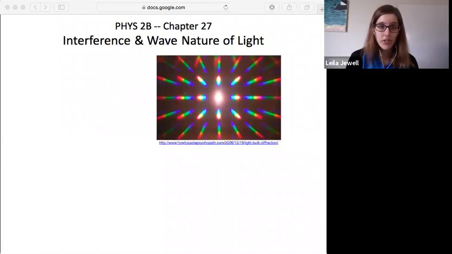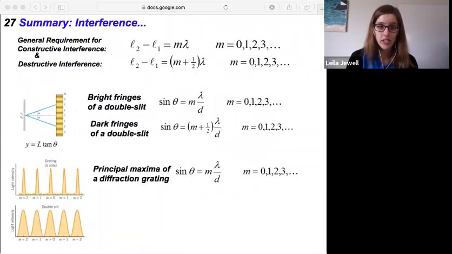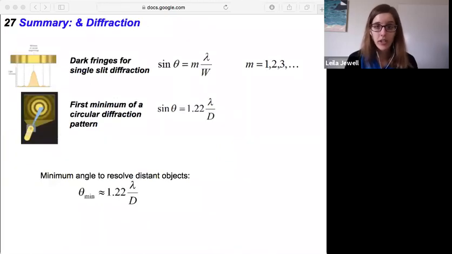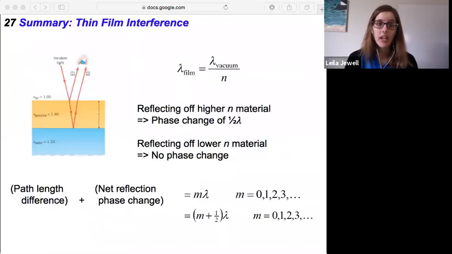Note there are some summary slides here at the end, looking at interference as a whole, the different types of interference we can have, as well as the different types of diffraction that we can have, and finally, thin film interference. So those are a great resource for you.